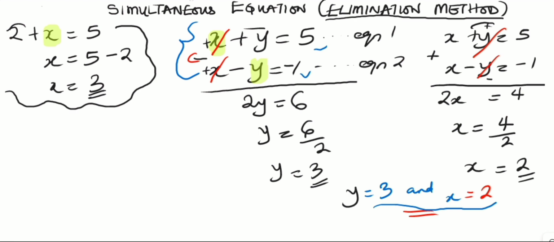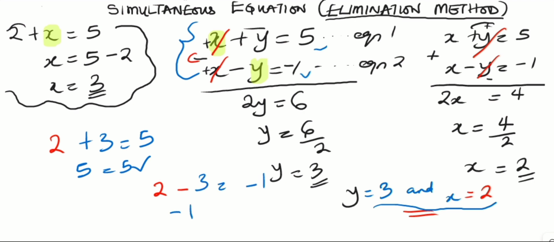So let's do that. The value of x is 2, we use red for x. x is 2, plus we have y as 3, and it should give us 5. 2 plus 3 is 5, and that shows that it is correct. So let's check the next equation. We have 2 minus 3 should give us negative 1. 2 minus 3 is negative 1, and that is correct. So this is just a way to check if what you solved is correct.